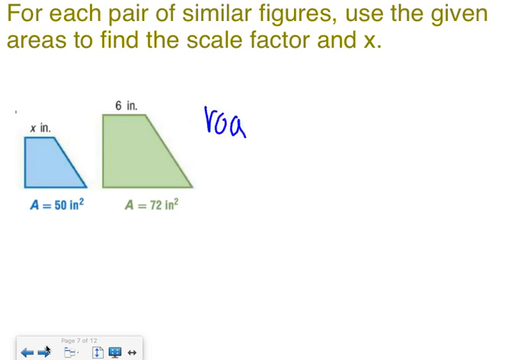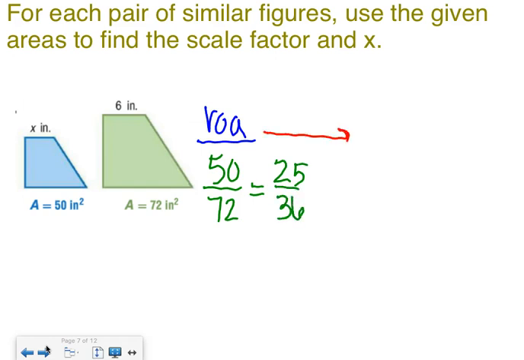So start with the ratio of your areas. So that'd be what, 50 over 72? If we reduce, what do we get? Because I can divide them both by 2, right? Yeah, that's right. Because now we'll get nice numbers. Yep, now you're going to take the square root. So working backwards, it's 5 over 6.